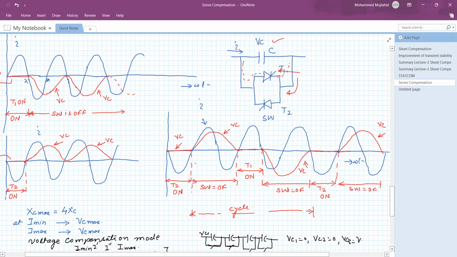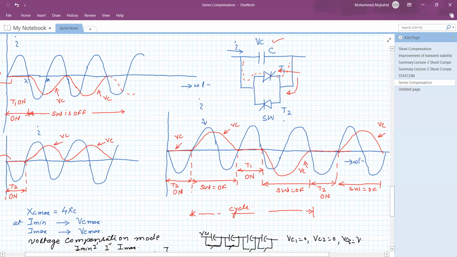This is when one of the thyristors, say thyristor T2, is in conduction mode. When thyristor T2 is in conduction mode, the current flows through the thyristor and the voltage across the capacitor is equal to 0. Now when the total switch, meaning thyristors T1 and T2, are both in non-conducting mode, that is the off mode, this is the voltage across the capacitor. So it gives the voltage across the capacitor for different switching of thyristors T1 and T2 and turning them off.